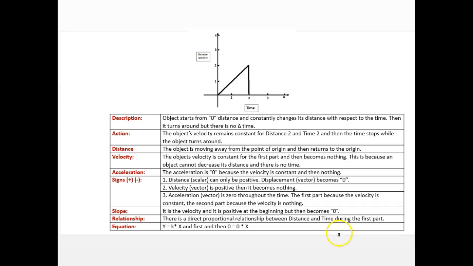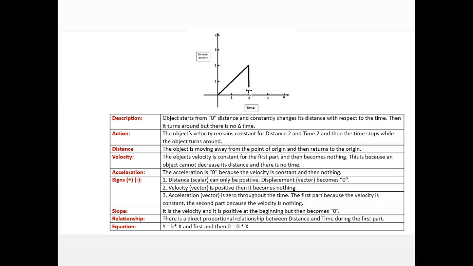The object is moving away from the point of origin, and then it returns to the point of origin. The object's velocity is constant in the first part. It becomes nothing. The displacement in this particular case is 0 because the object starts from here and comes back here. The distance is not 0. The distance would be twice the distance from here to here, because it came back. Remember, the distance is not negative, only displacement can be negative.